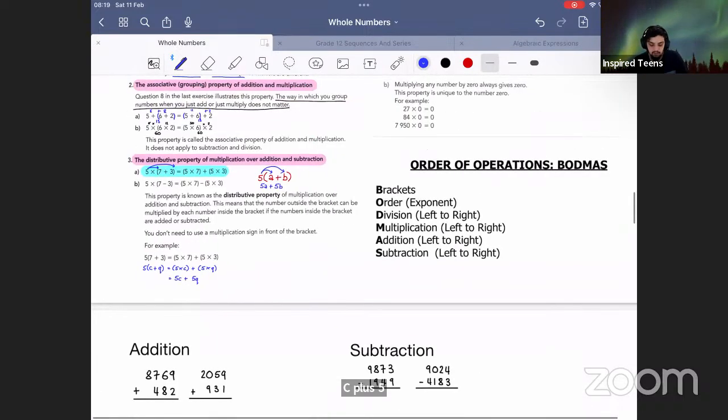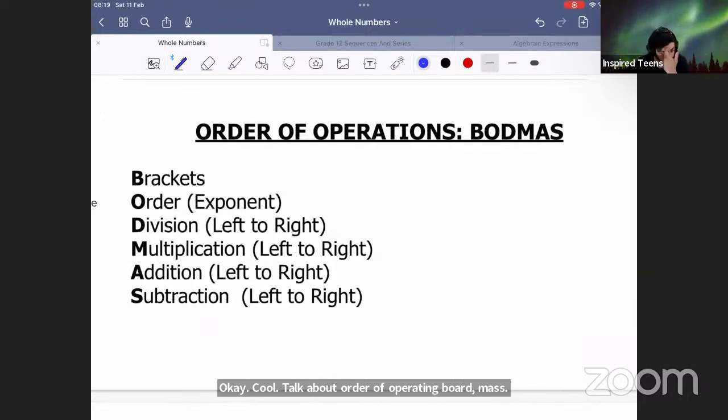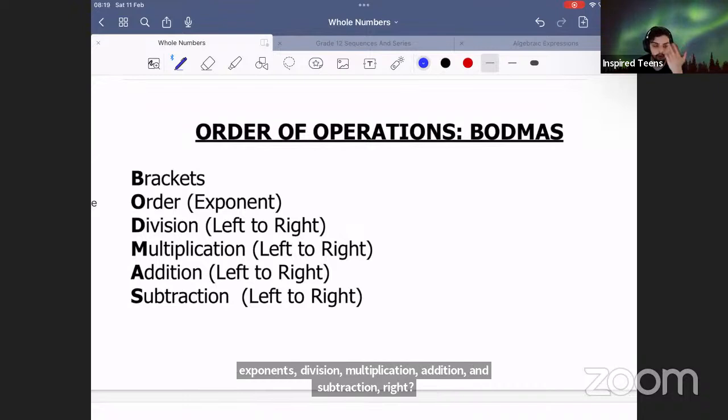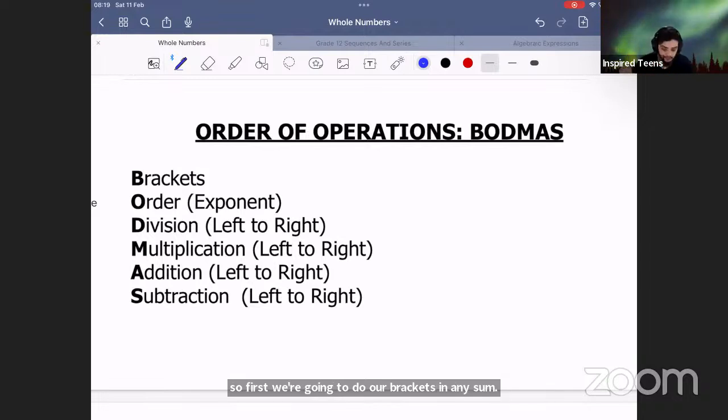Okay, cool. Let's talk about order of operations, BODMAS. So we have brackets, order, which represents our exponents, division, multiplication, addition, and subtraction. Right, so of course, we follow BODMAS throughout any mathematical expression or equation. All right. So firstly, we're going to do our brackets in any sum. Secondly, we do our exponents. Thirdly, we do division, multiplication, addition, and subtraction.